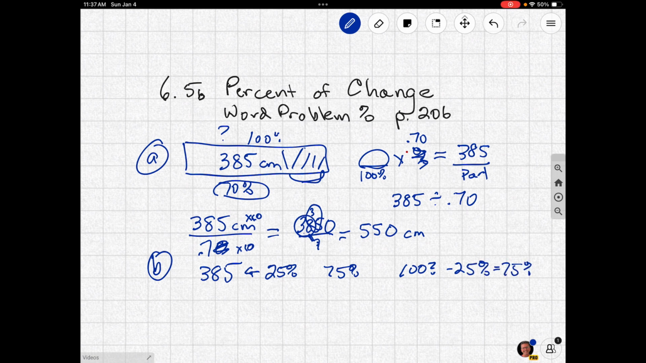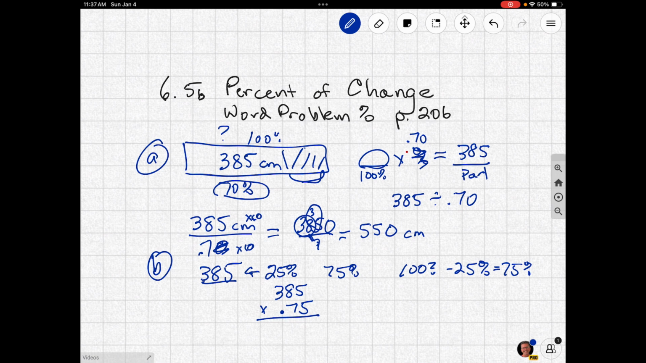So we can go straight to the 75%. Again, we could find 25% of it and take it off the 385, but instead I'm going to find just 75% of 385, which gives us the part that's left. And the way I do that is 385 times 0.75. 75% is 75 hundredths of 385.